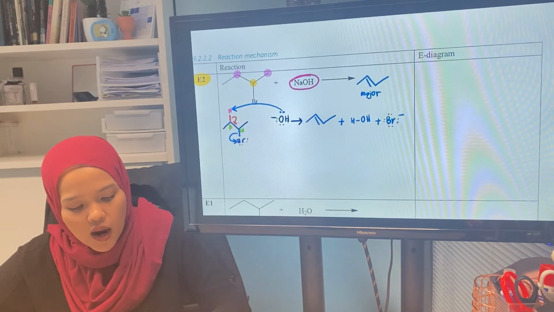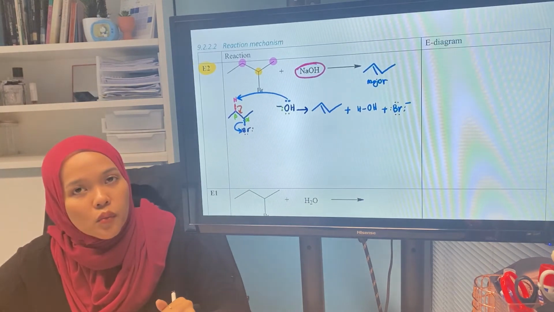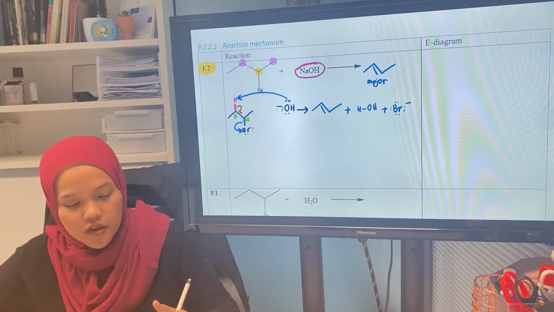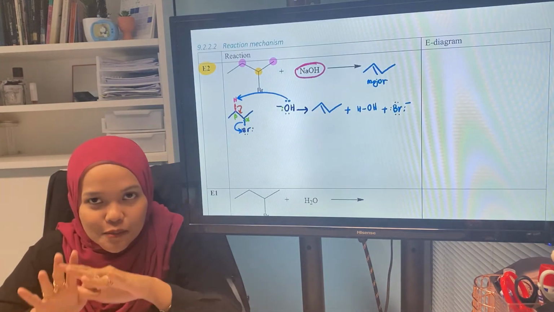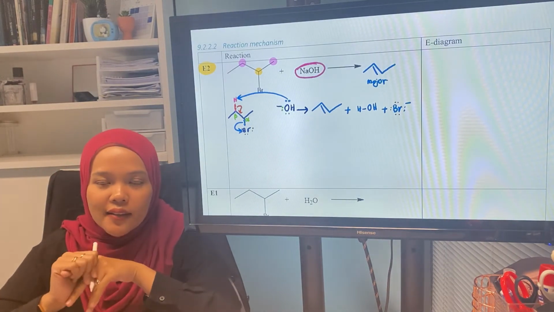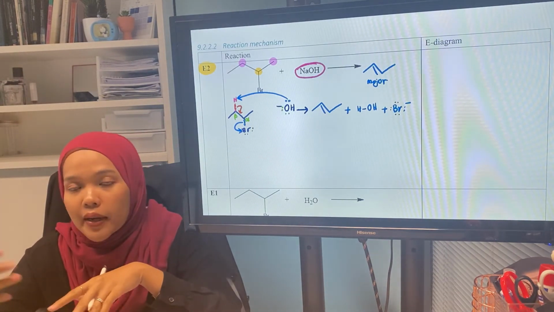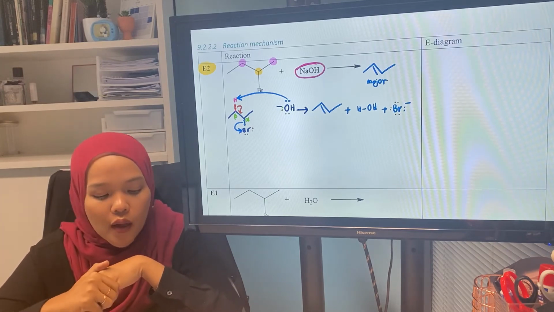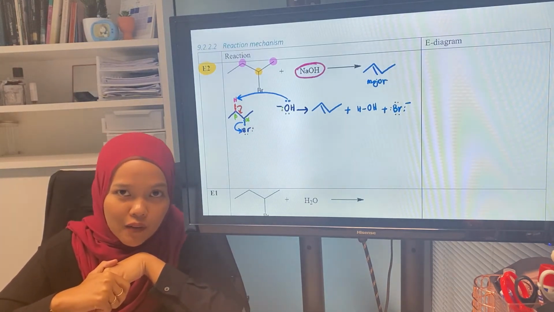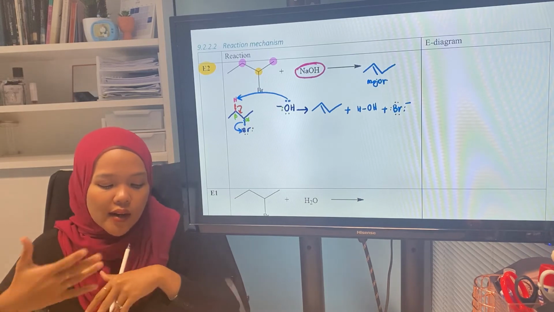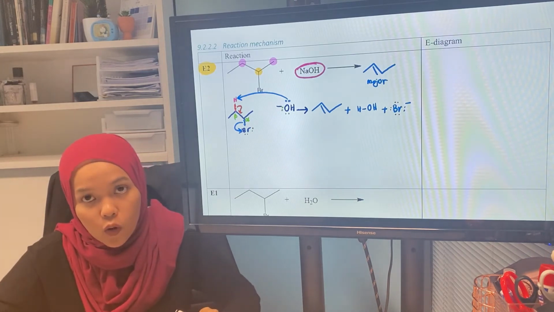Now, how will the energy diagram look for this reaction to produce the major product only? In the case that the question asks you to draw the minor product, then you have to draw the mechanism for the minor product. It depends. Here I just show you the major product only.